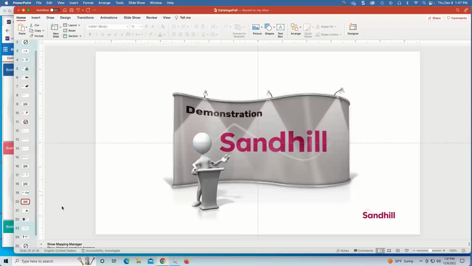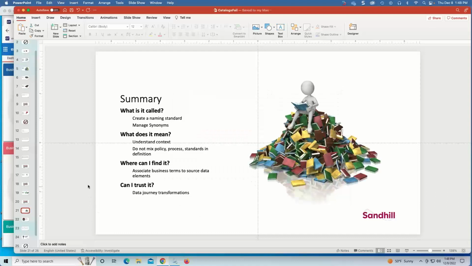Yes. So let me just wrap this up with a quick summary here. We looked at the 4 basic questions. And like I said, these questions are just generalized questions that business users generally want to know. So when we think about what it's called, we have to have some standards so that we can consistently name things the same way. We also need to manage synonyms, right? Because I could have date of birth, birth date, birthday, all kinds of different synonyms, but I've only got one term that's the actual meaning. So I need to be able to manage those different synonyms.